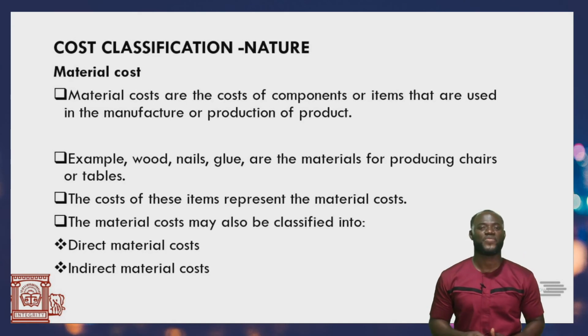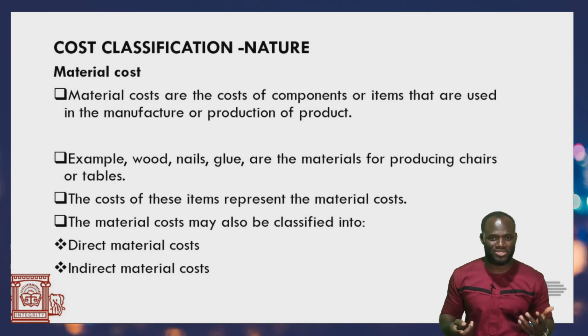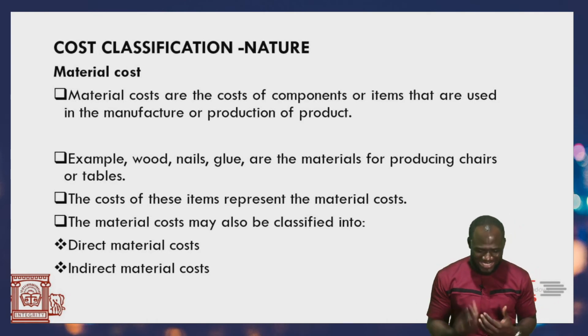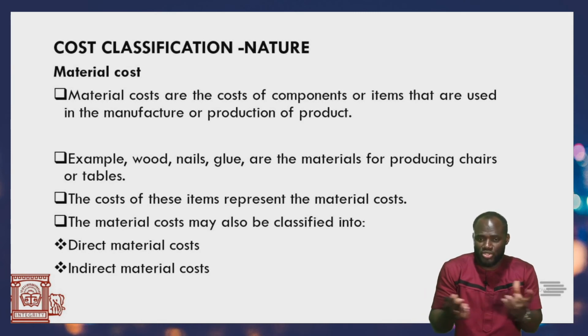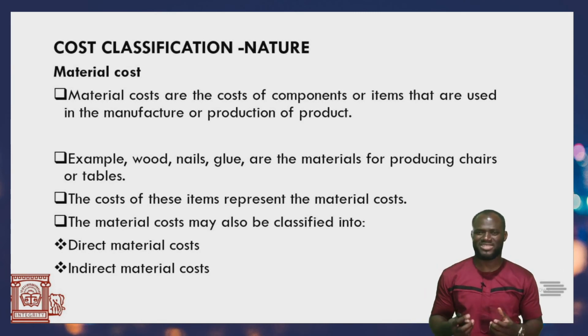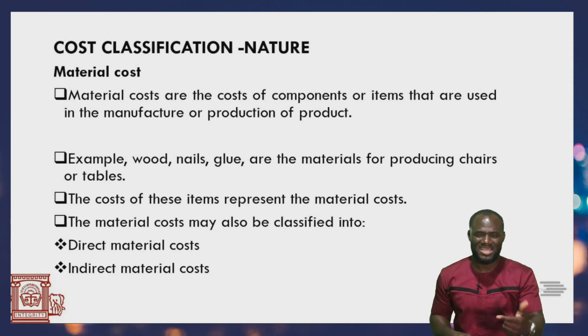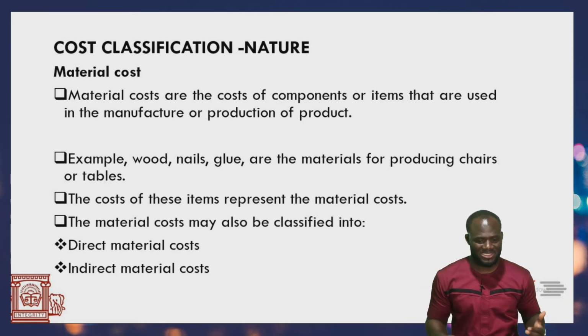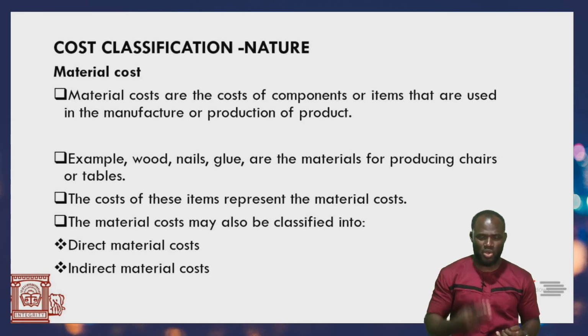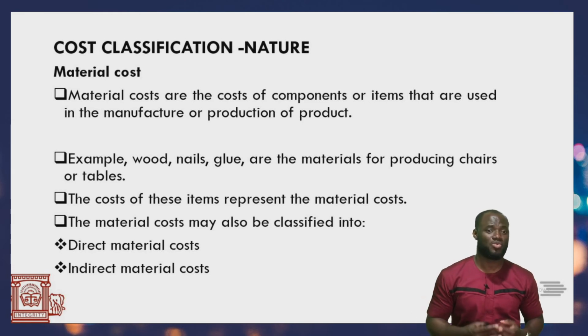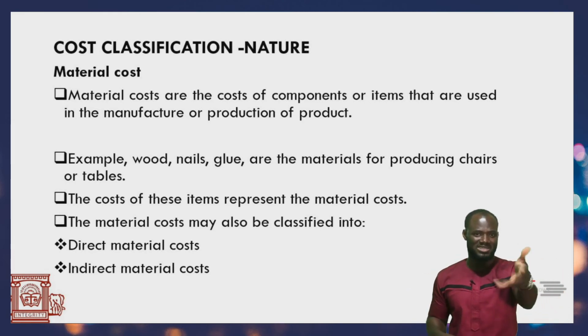First, materials. Materials are the cost components, the items that are used to produce. So you can say the raw materials or the raw items that are used to produce the finished product are what is referred to as materials. So let's say you're producing a table or a chair made of wood. The wood, which is a component for producing the chair or the table, represents what? The materials.